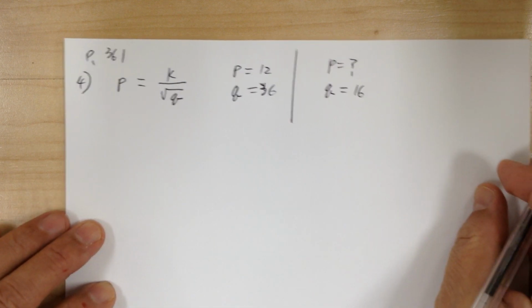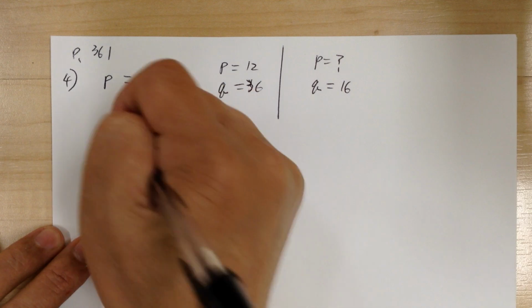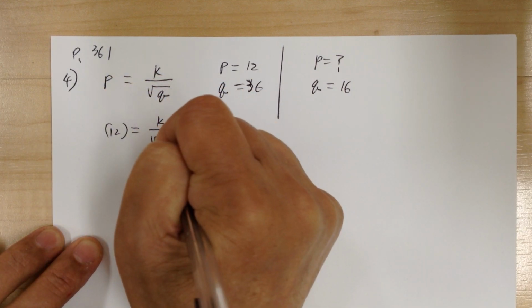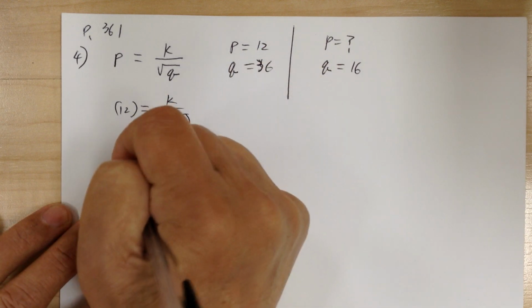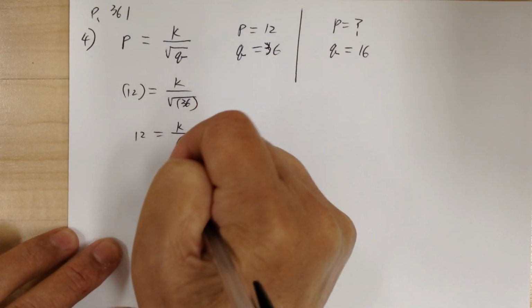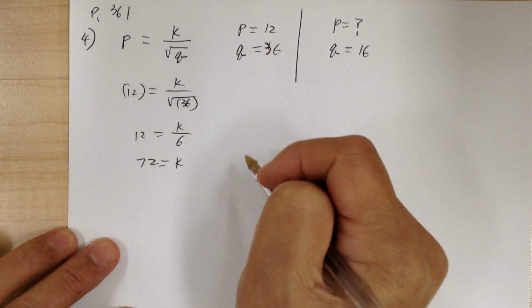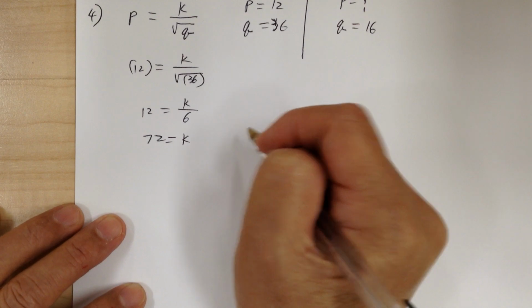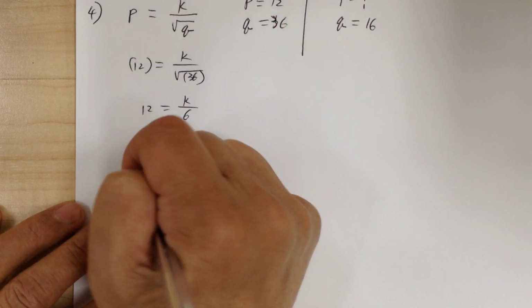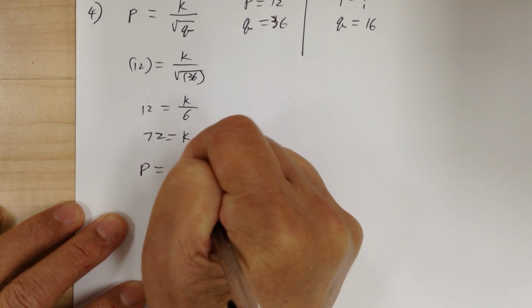Okay, so first go and substitute this to get K. So you have 12 equal to K over square root of 36. So 12 equal to K over 6. Cross multiply, so K equal to 72. And after you find K, you update the equation, so P equal to 72 over square root of Q.